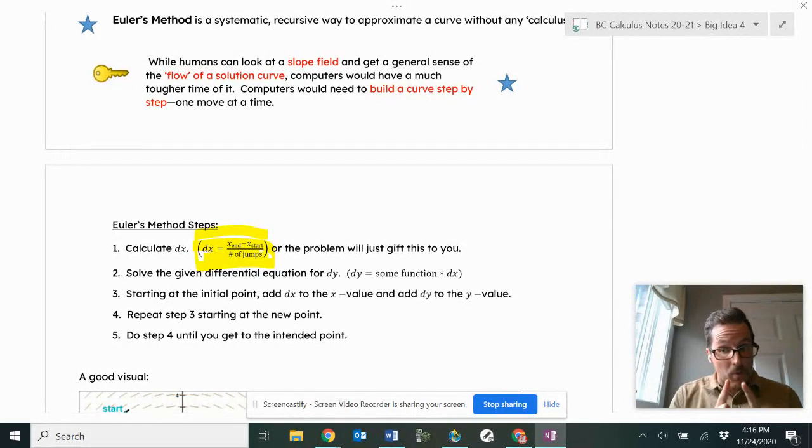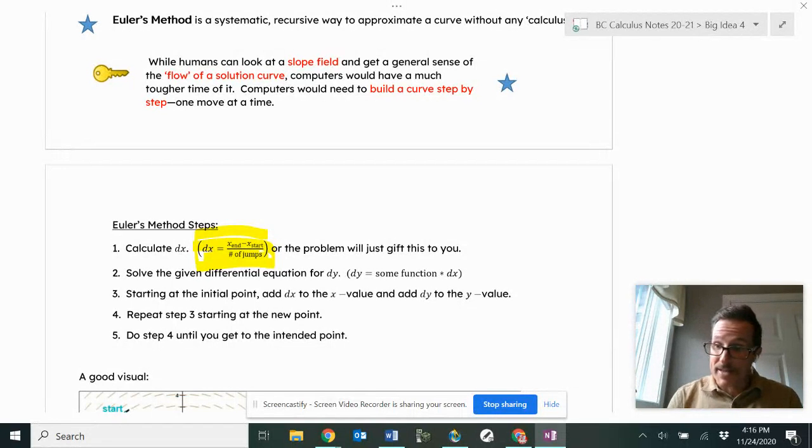Remember me talking, we don't want to go too far away, right? We want that dx to be small. That dx is going to be small. Or we don't have to calculate it at all. The problem is going to tell you what it is, and it's going to be pretty easy to figure that out.